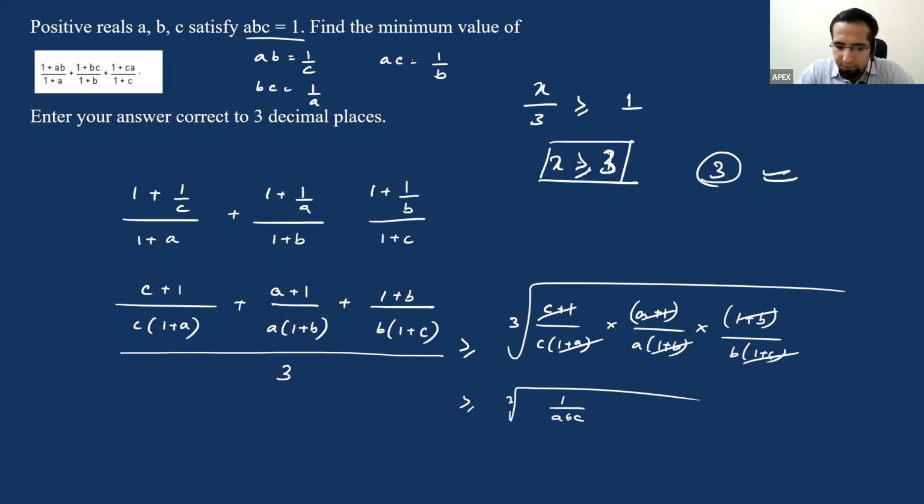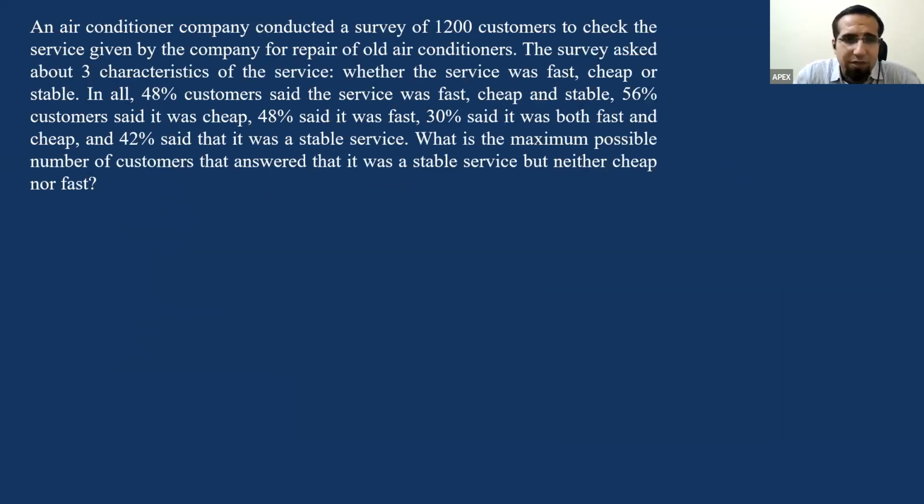Let's look at the next question, guys. Now, air conditioner, to be honest, when I read this question, it is a lovely question. Surveyed among 1,200 customers to check the service given of air conditioners. The survey asked about three characteristics, whether the service was fast, cheap, or stable, which means it's moving towards Venn diagrams. 48% said it was fast, cheap, and stable. That means the intersection of 3 is 48.